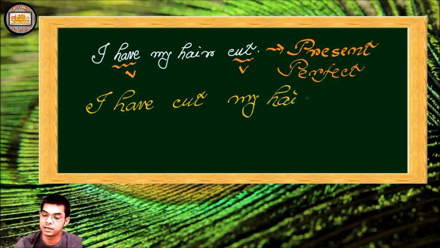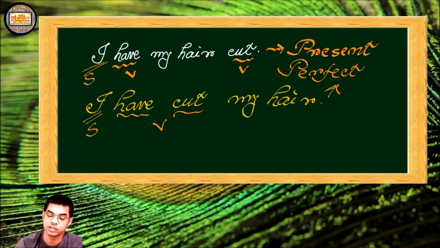Now just compare both the sentences. Here also we get have cut. This is the verb. And it's also in present perfect. But where lies the difference? The difference is there. In both the cases, I is the subject. But when I say I have cut my hair, that means I is the doer, that is the subject is the doer, hence we call it active.